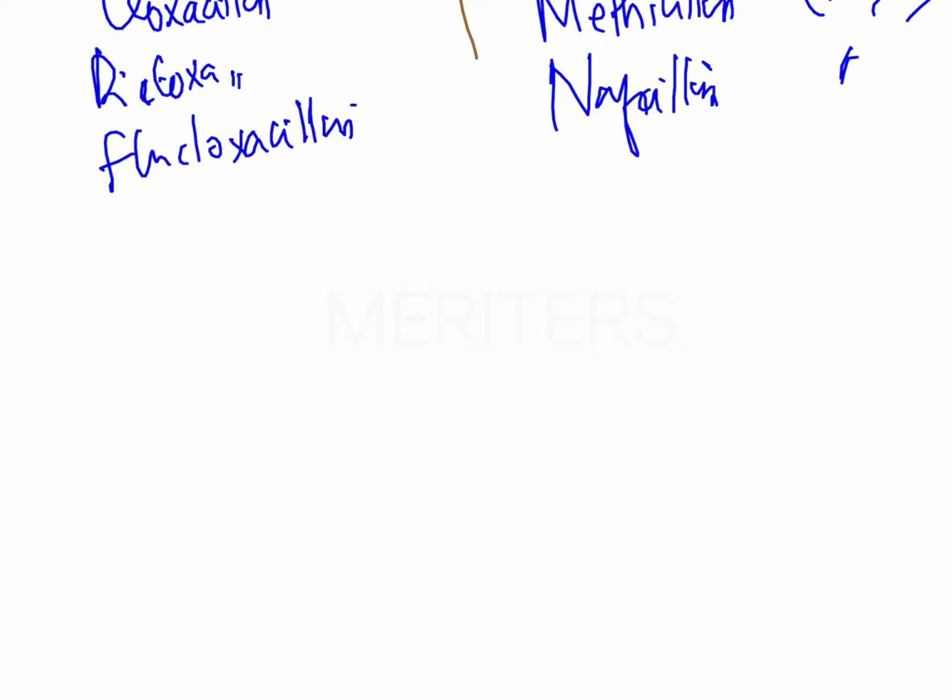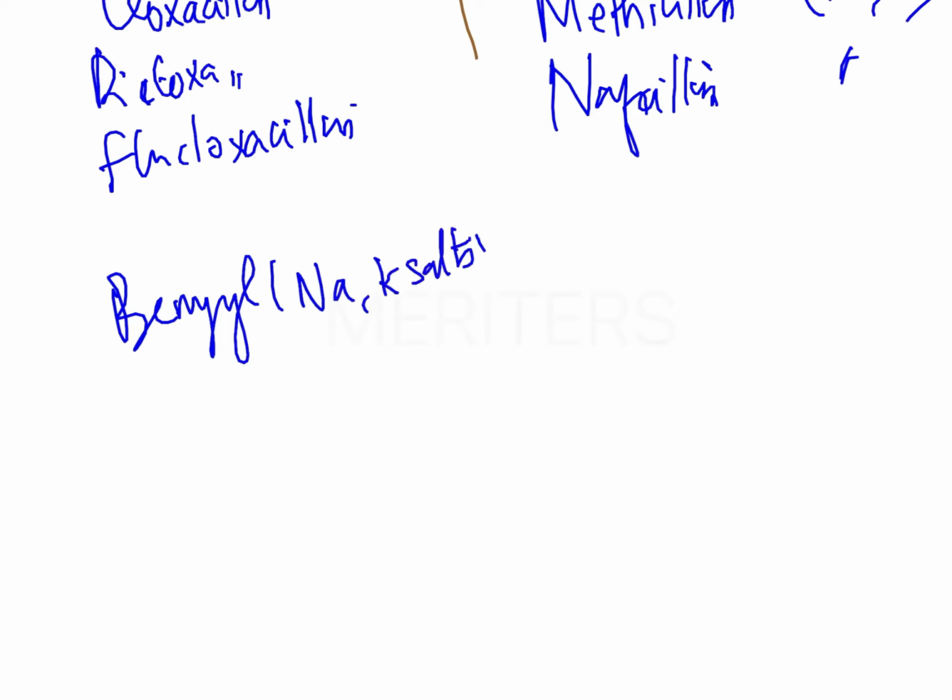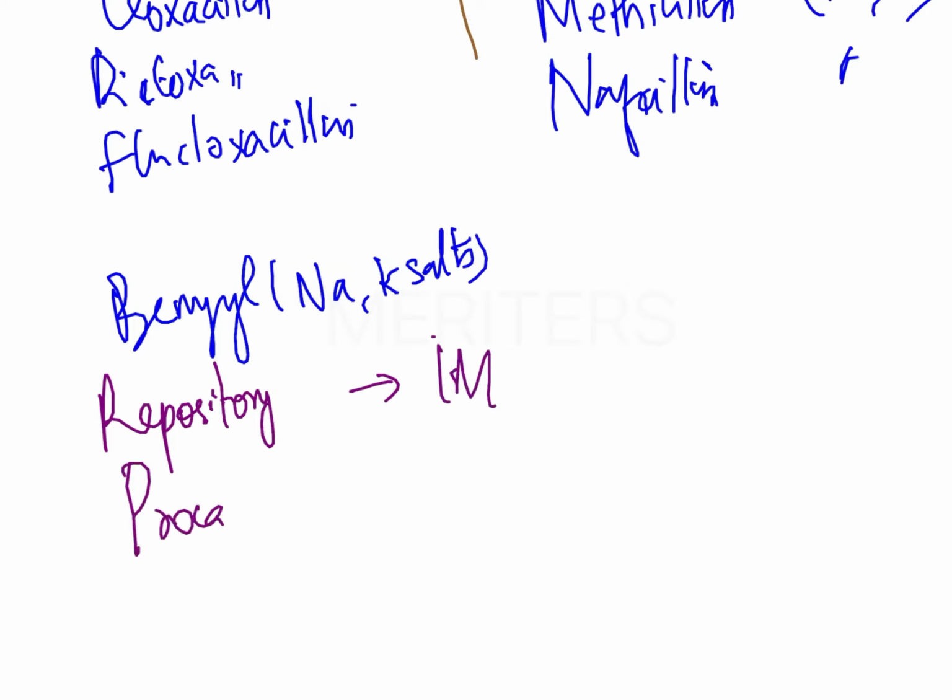Other things that you have to know regarding penicillin: benzyl penicillin has incorporated sodium and potassium salts in it. Again, we have some repository penicillins, which are insoluble salts. So you can never give them by IV injection; you can only give IM injections. These are procaine penicillin and benzathine penicillin.